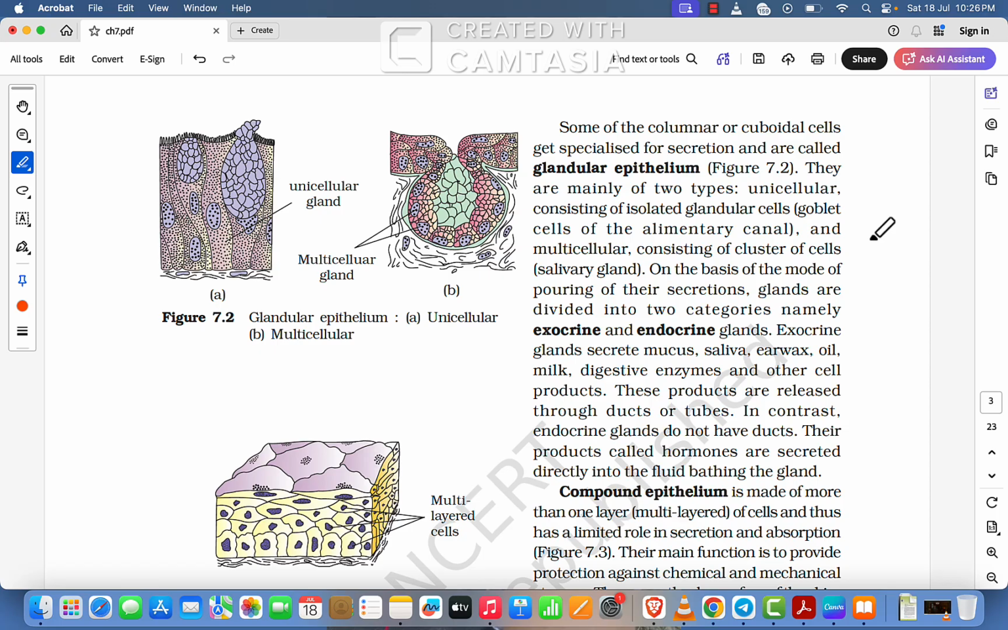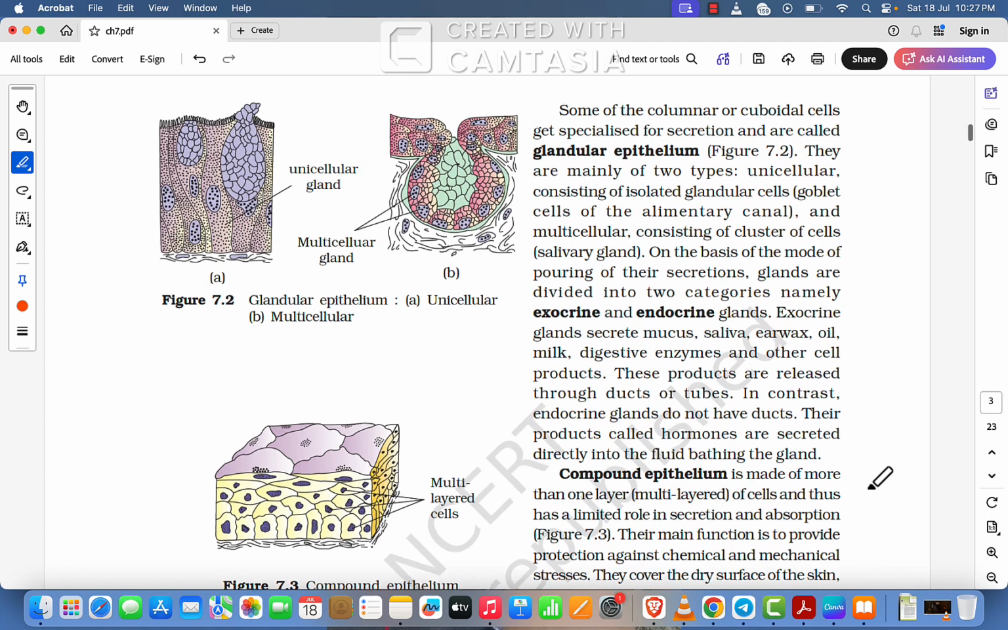किसकी duct नहीं होती है? एंडोक्राइन की. इसे याद कैसे रखेंगे? एक्सोक्राइन यानी एग्जिट हो गया एकदम से ही. ठीक है, और एंडोक्राइन ग्लैंड्स डू नॉट हैव डक्ट्स. एंडो डी फॉर डक्टलेस. Their products called hormones are secreted directly into the blood, bathing the gland.